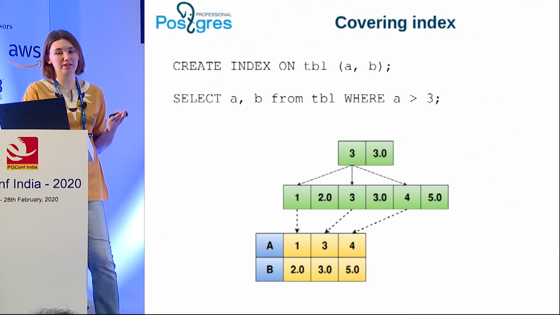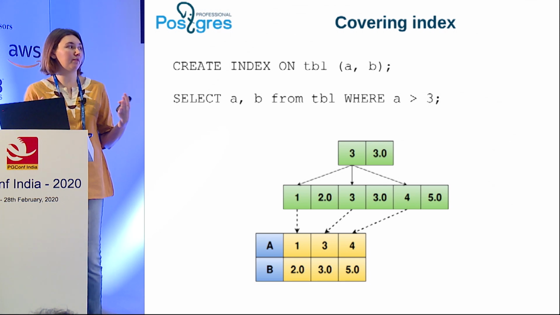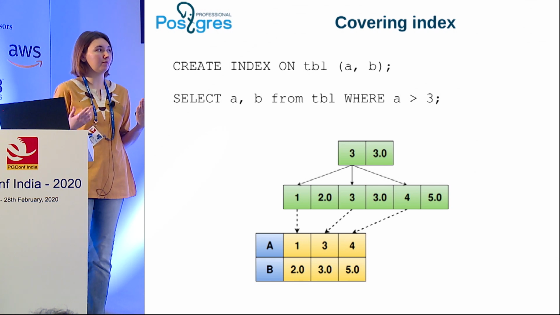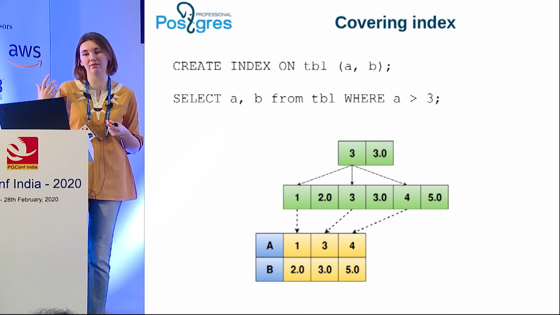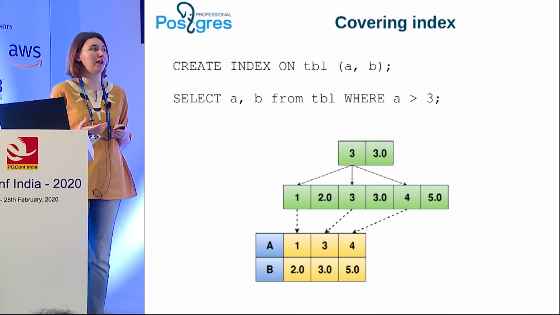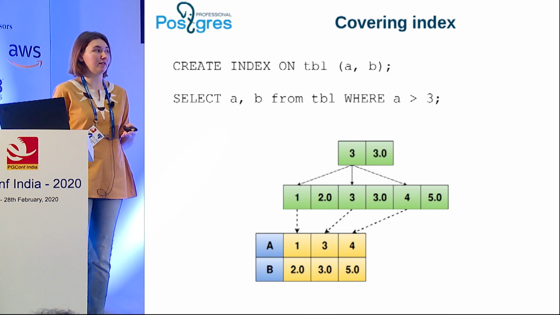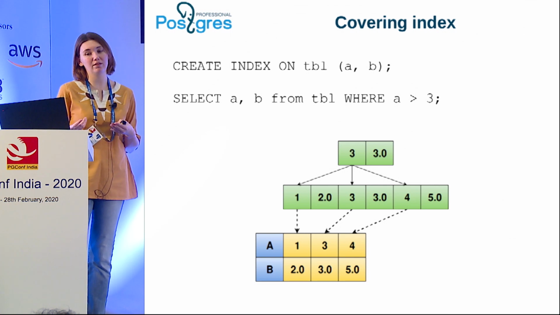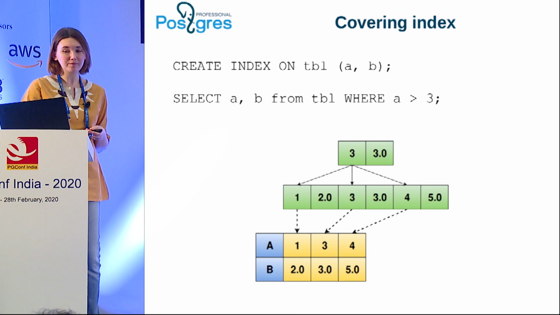So here is an example of a covering index. Let's say you want to retrieve both fields A and B from this table, and you only have this where clause on the A field. You can create an index on both fields. It will be a multi-column index, and this setup will use the index-only scan optimization.